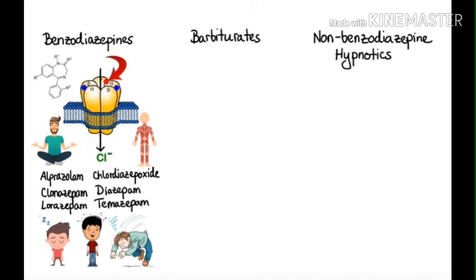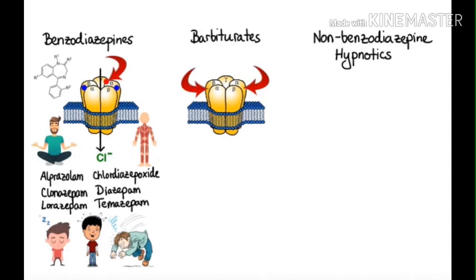Now let's move on to the next group, that is barbiturates. So barbiturates bind to GABA-A receptor at the alpha or beta subunit, which is different from the GABA binding site and also different from the benzodiazepine binding site. Now, just like benzodiazepines, barbiturates enhance the effect of GABA at the GABA-A receptor. However, instead of increasing the ion channel opening frequency, they increase the ion channel opening duration. In other words, unlike benzodiazepines, barbiturates hold the ion channel open continuously for long periods of time.